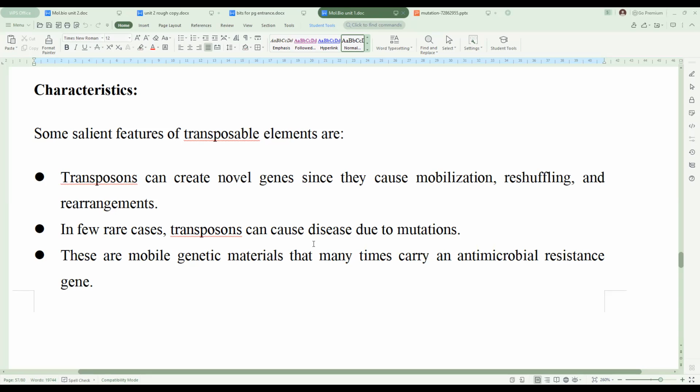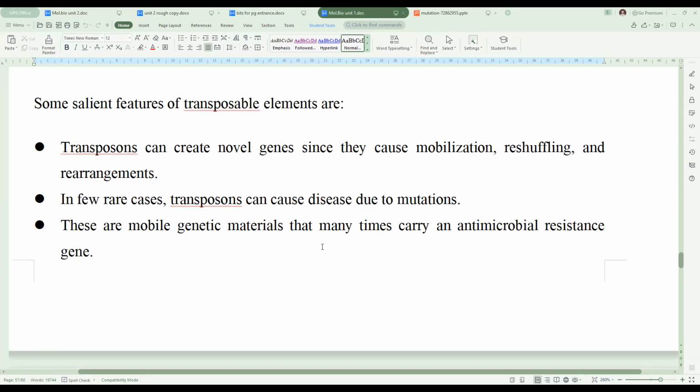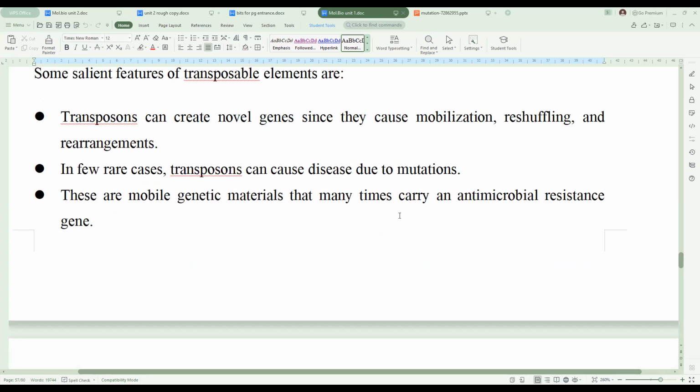So definitely there will be changes in the functioning of the genes. In a few cases, they can cause disease due to mutation. So there is every possibility of mutations here. Mutations mean the gene functions will be altered. These are mobile genetic elements that many times carry an antimicrobial resistance gene. So not only are they moving from one place to another, they are also carrying some special genes, for example, antimicrobial resistance genes. Nowadays, there is more concern about the spread of antimicrobial resistance.